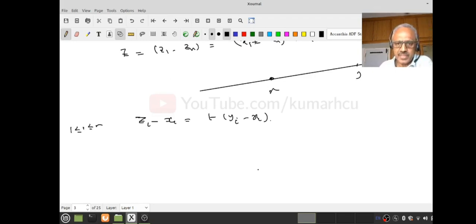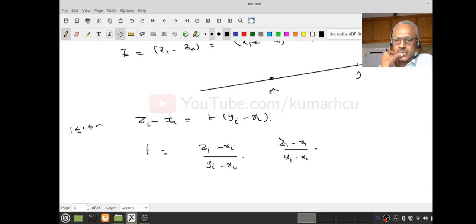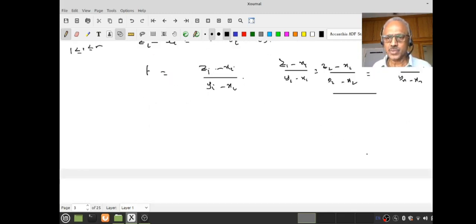Comparing component-wise, equating components, that says t must be (zi minus xi) by (yi minus xi). That means this t is common for all i. That means (z1 minus x1) by (y1 minus x1) equals (z2 minus x2) by (y2 minus x2) and so on up to (zn minus xn) by (yn minus xn). This is the so-called equation of a line joining two points (x1, ..., xn) and (y1, ..., yn).